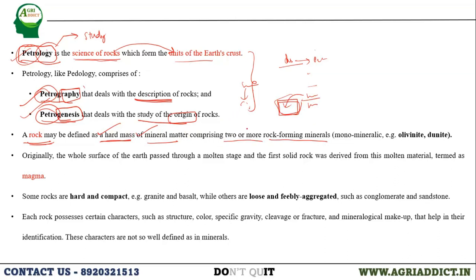Usually rocks may contain many kinds of minerals, that is two or more. But there are some rocks which contain only one mineral, that is monomineralic rock. Examples: olivine and dunite. These two examples are very important. Olivine and dunite are monomineralic rocks. Those two are exceptions. Most of the rocks we come across in the soil are polymineralic. They contain two or more minerals. But the monomineralic ones are olivine and dunite. Next, how these rocks are formed we will see later.